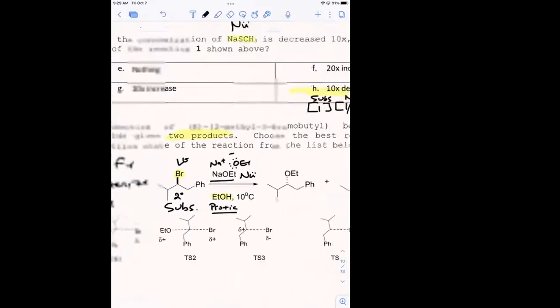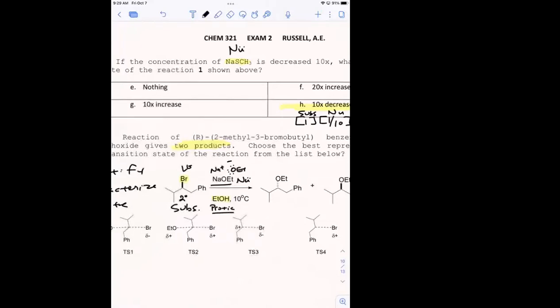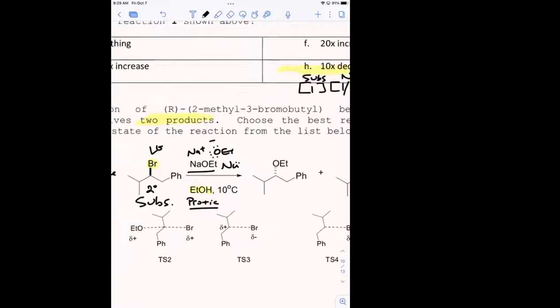What does that tell me? What do we know about protic solvents? Either substitution, SN1 or SN2, which one of those mechanisms is going to be favored in protic solvents? SN2. No, SN1, sorry. SN1, good.